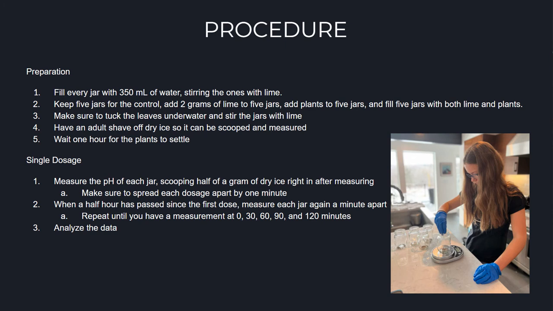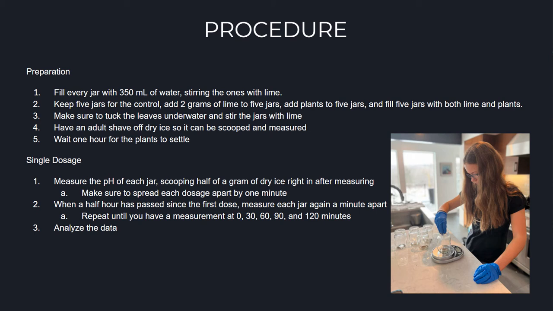20 32-ounce jars were filled with 350 milliliters of distilled water. 5 jars were set aside to be the control group. For the lime group, 2 grams of pelletized lime were added to each of the 5 jars of water and stirred. For the plant group, a single plant was placed into each of 5 jars and the leaves of each of the plants were tucked under water. For the group with both lime and plants, 2 grams of lime and a plant were added to another 5 jars. The jars were exposed to moderate sunlight for an hour to help photosynthesis occur.